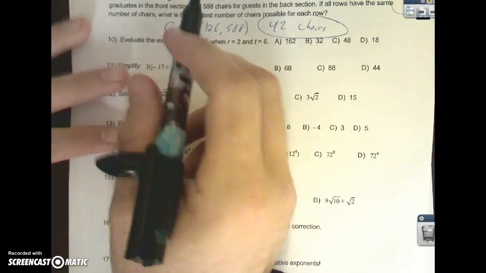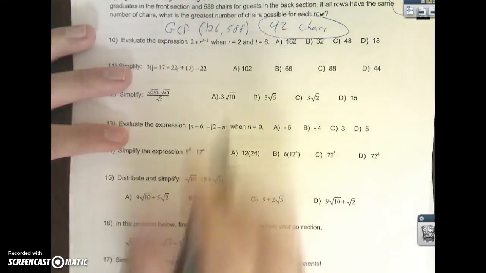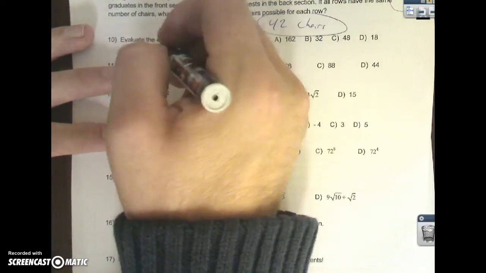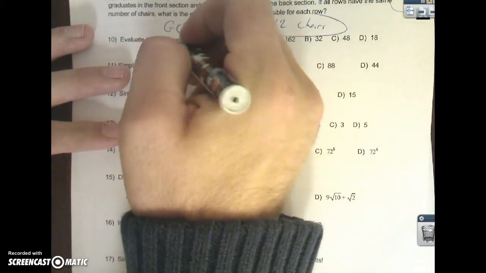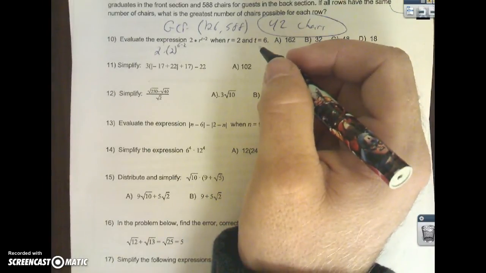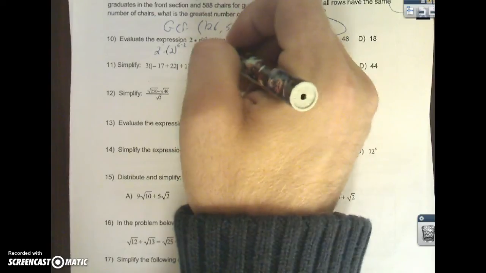Okay, number 10. Evaluate the expression 2 times r raised to t minus 2. All you're doing is substituting these values in. So I have 2 times, instead of r, I'm going to put in 2. And then that's raised to the power of 6 minus 2. Now you can put all that in a calculator, but do the simple math. What's 6 minus 2? Hopefully we're all good with 4.